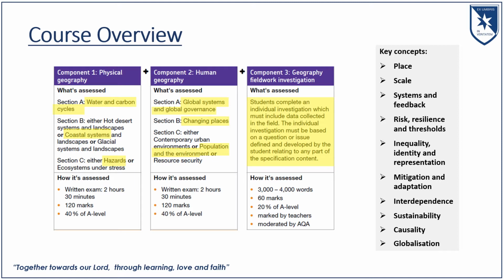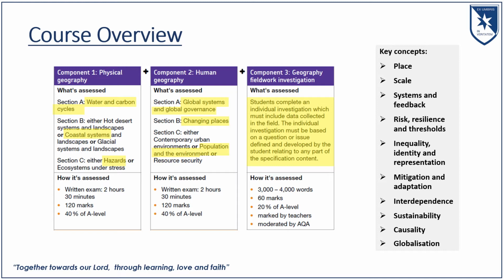Component 2 is human geography, and in this we teach the following units: global systems and governance, changing places, and population and the environment. Again, all of these are highlighted in yellow. This is also assessed with a 2.5-hour exam, which is also worth 40% of the final grade.